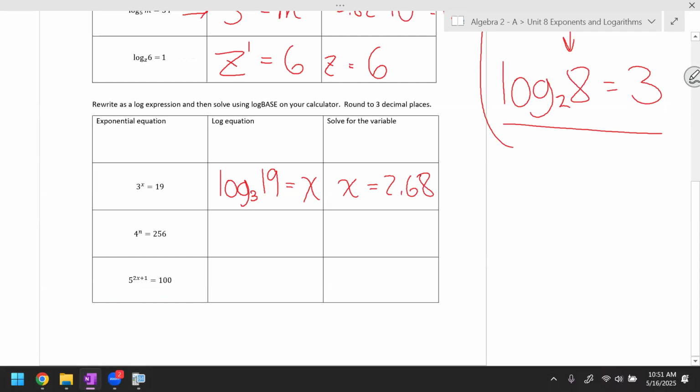How about 4 to the power of n equals 256? How can I change this to a logarithmic equation? Again, the 4 is going to remain the base of my logarithm. So log base 4 of 256 equals n. Okay, so log base 4 of 256. Let's just try that here.